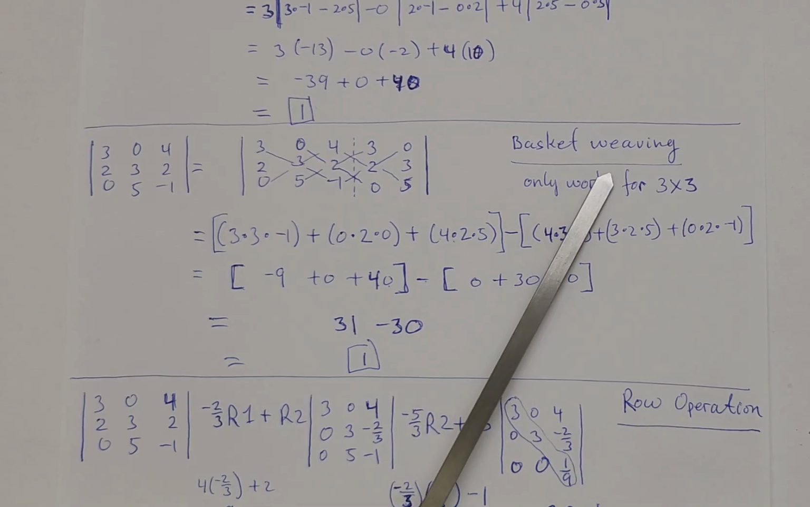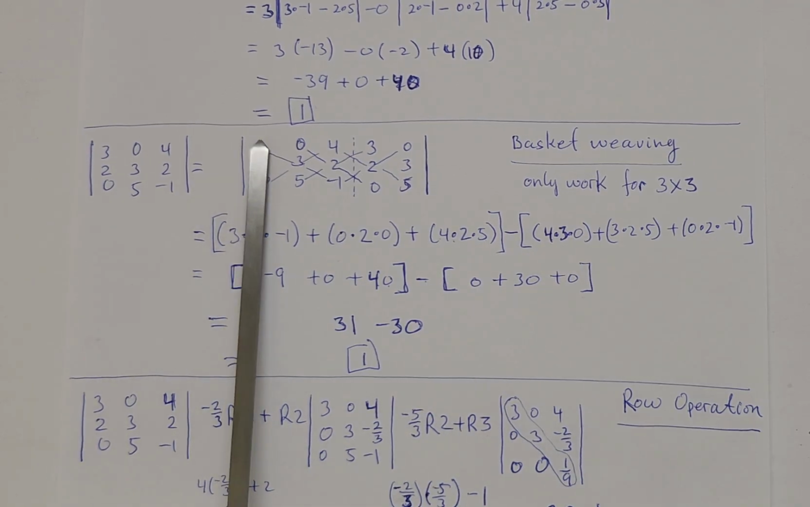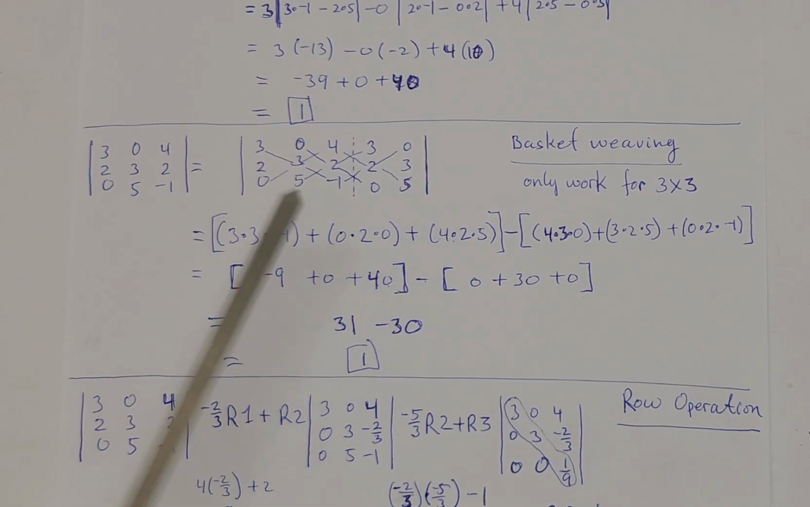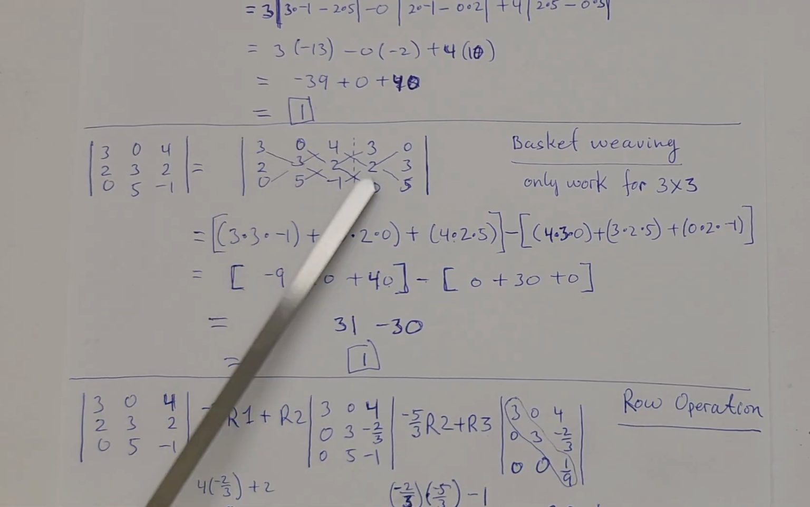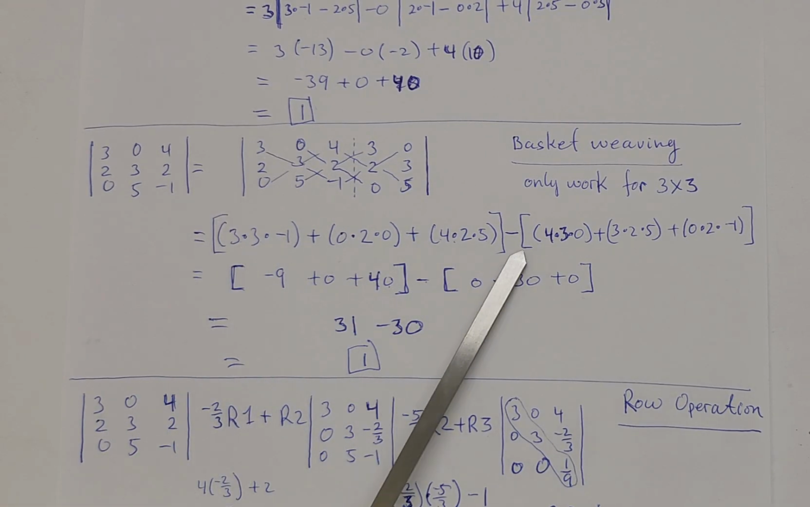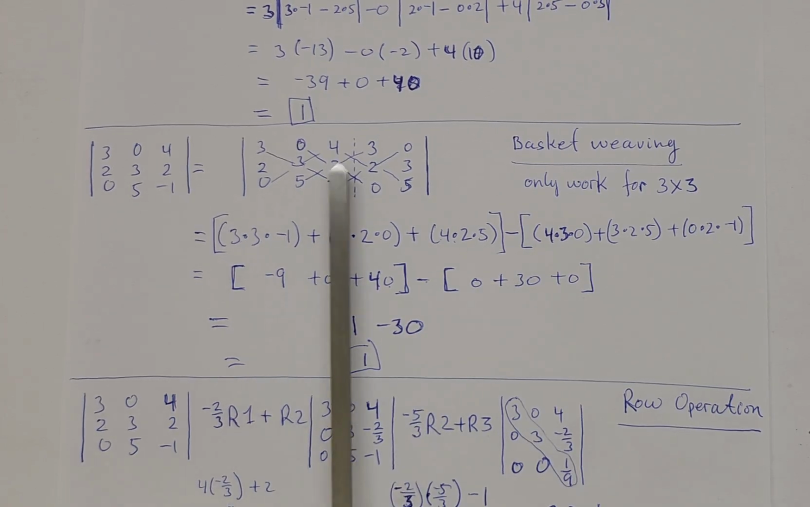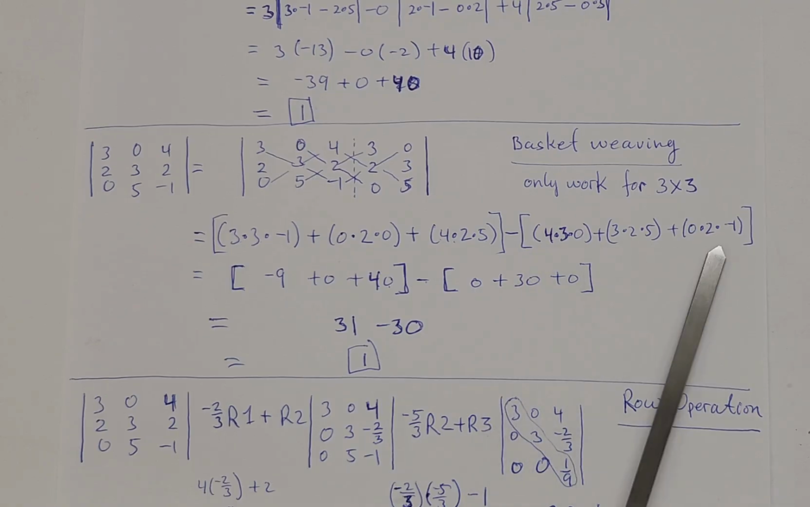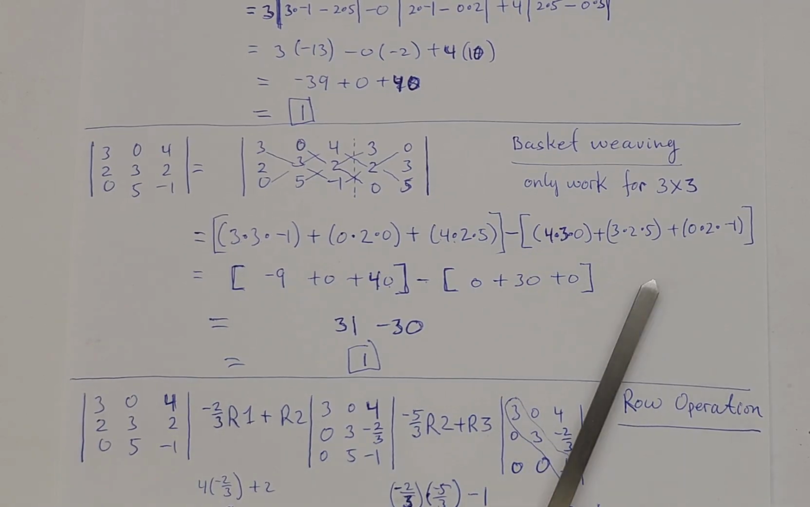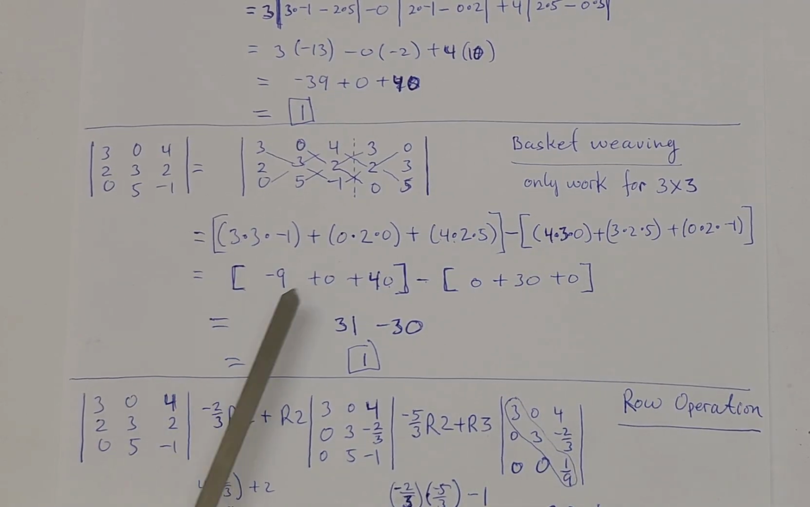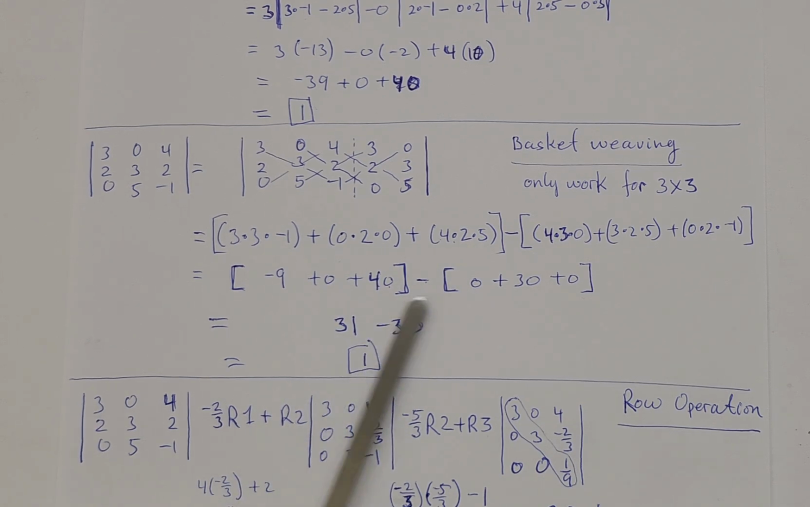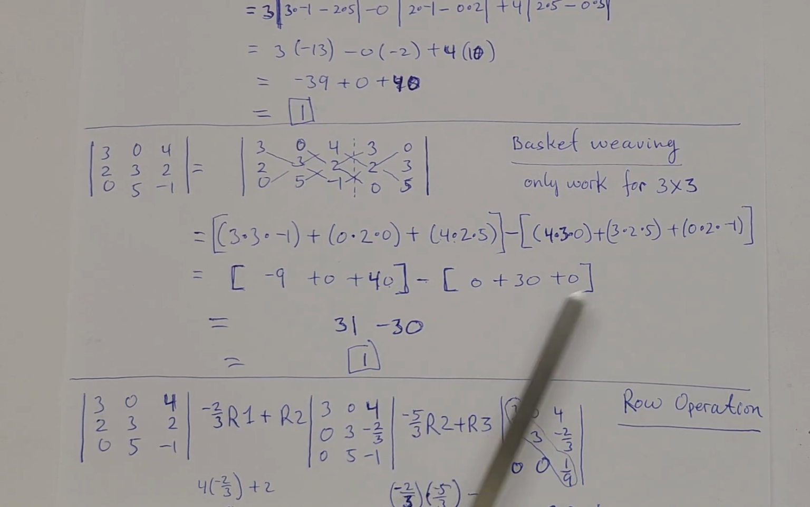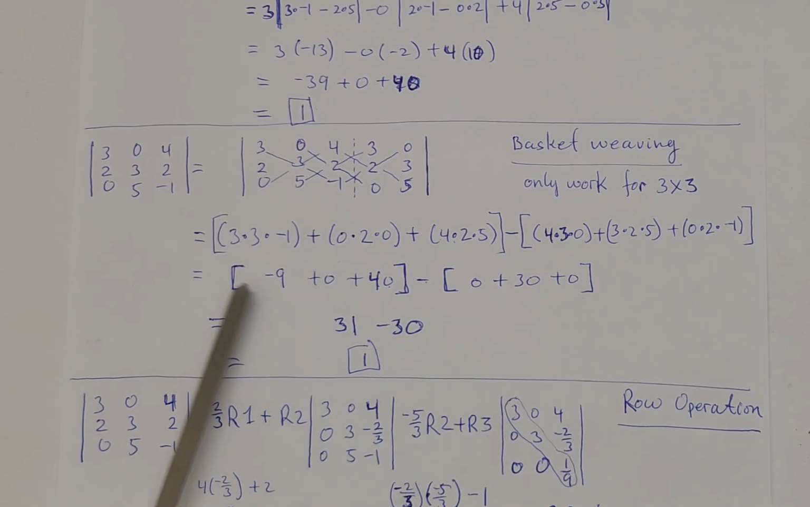Again, this is called basket weaving. Take the first column, put it over here. Take the second column, put it here. Start from the left, and then you should have 3, minus, always minus, and then go to the right. There should be 3 of them, which is here. After that, just simplify. So this gives me -9, 0, 40, minus 0. This right here gives me 30, and this gives me 0.